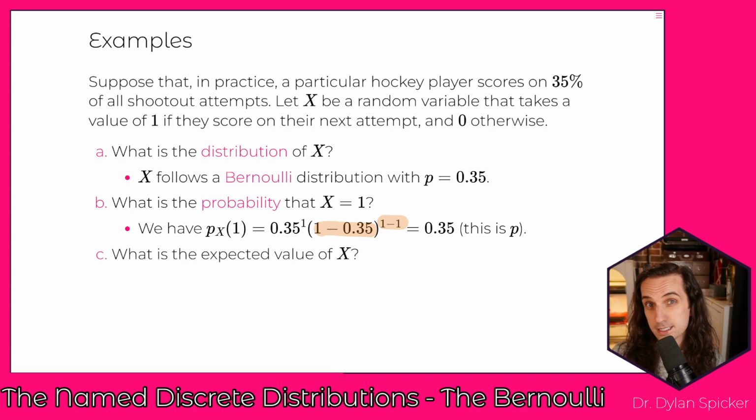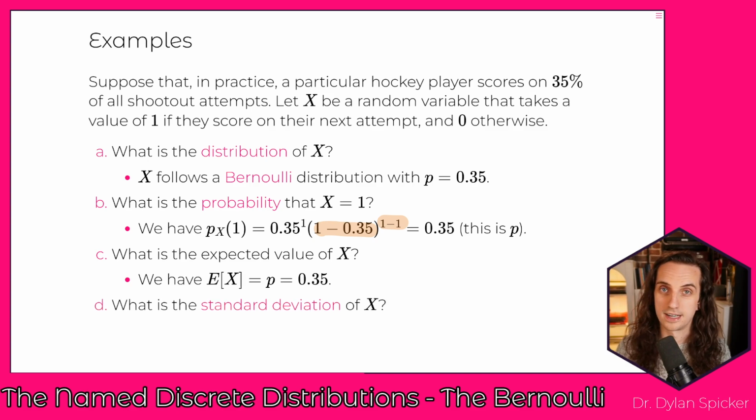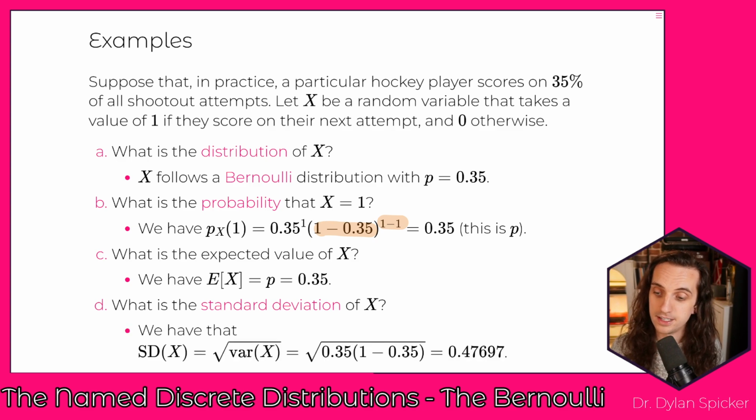Okay. What is the expected value of x? Well, because we know it's Bernoulli, we know that the expected value of x is equal to p. And so here p is 0.35, and so the expected value of x is 0.35. What's our standard deviation? Standard deviation is the square root of the variance, right? The variance in this case is p times 1 minus p. So that's 0.35 times 1 minus 0.35, right? Take the square root of all of that, and you get 0.47697. Right? And so by identifying that this is a Bernoulli random variable, we get all of this information for free. We don't actually need to calculate it. We just need to know the value of p, and then we plug that into our formula.